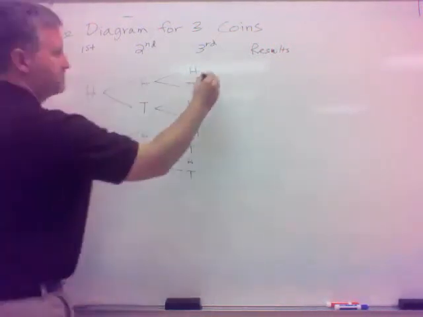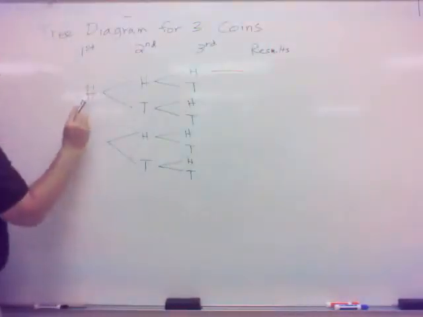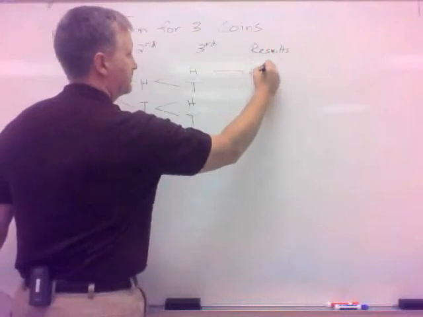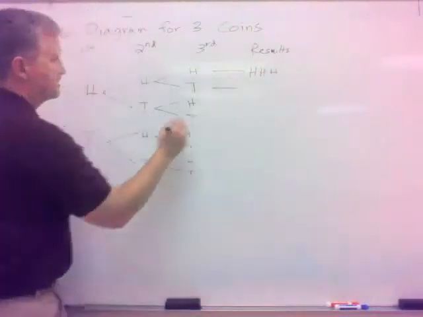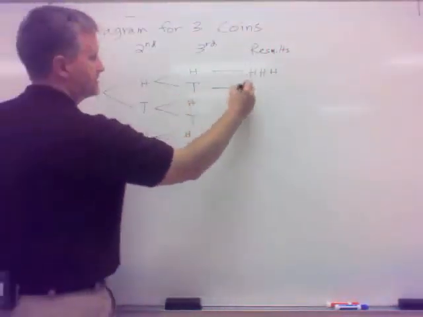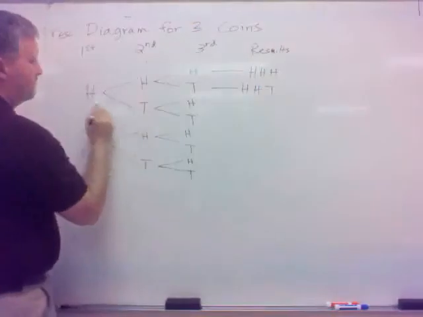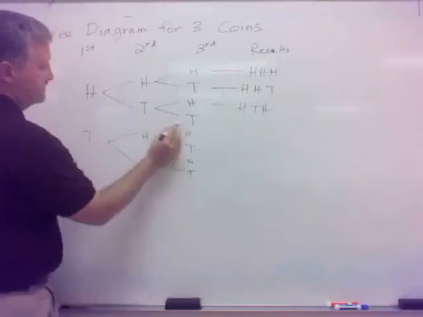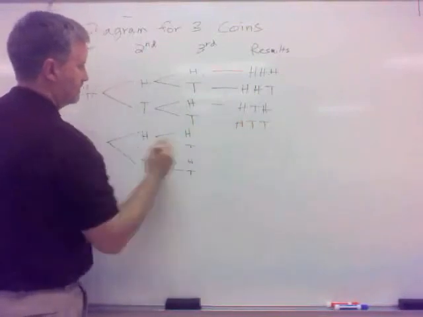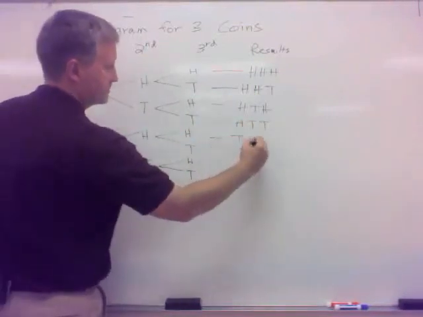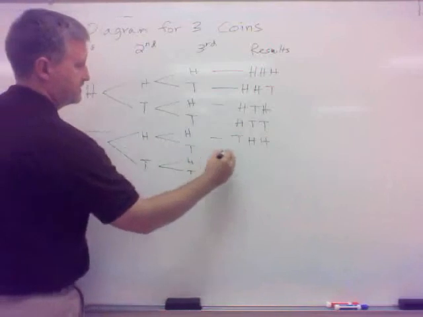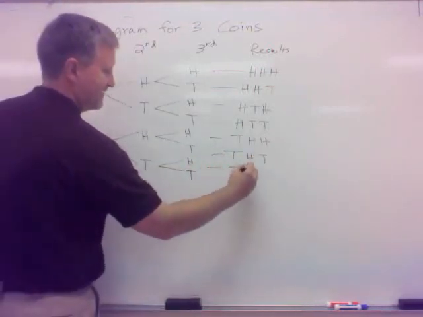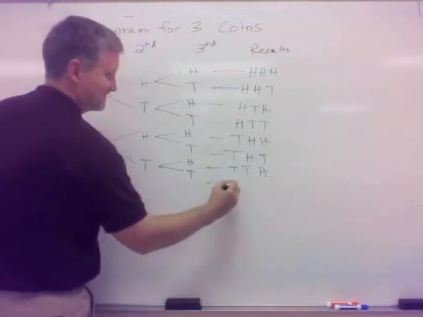Well, look at this. If I trace my steps all the way back, this first one would be what? Heads, heads, heads. Follow the branches there. Then the second one would be heads, heads, tails. The third one would be heads, tails, heads. Fourth one is heads, tails, tails. Tails, heads, heads. Tails, heads, tails. Tails, tails, heads. And last but not least, tails, tails, tails.